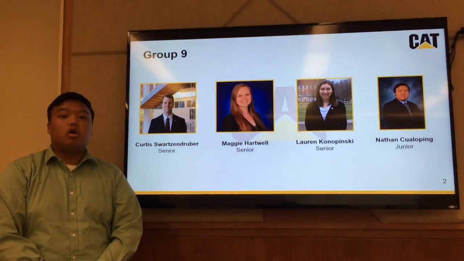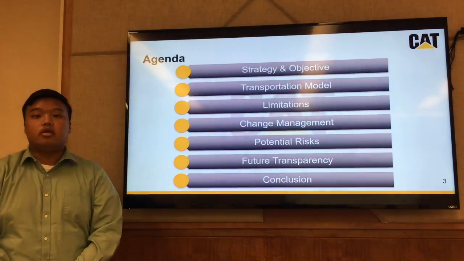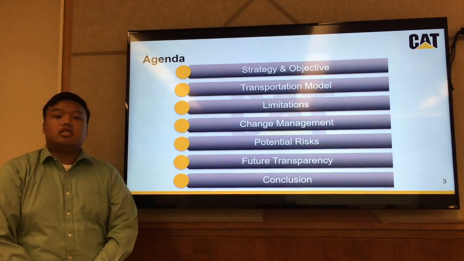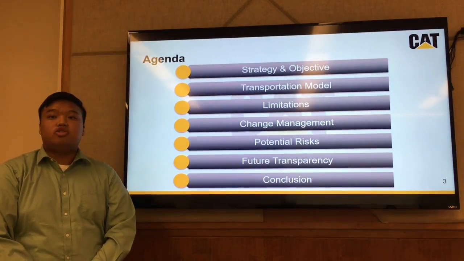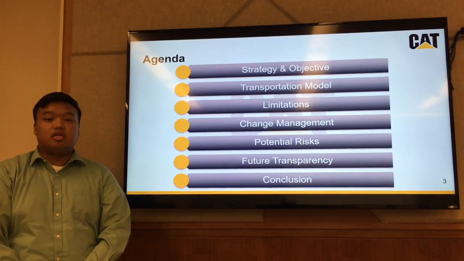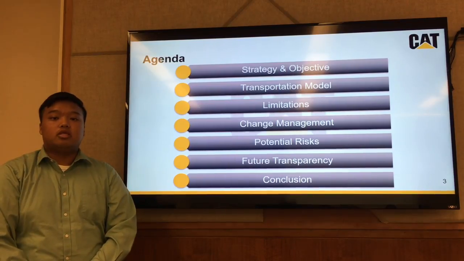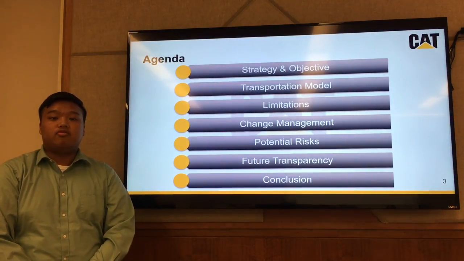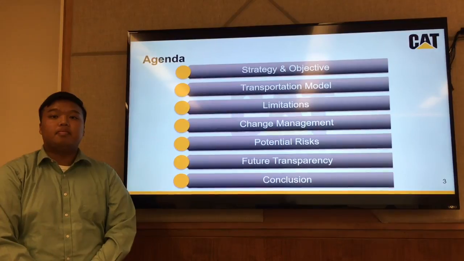We're Team 9. My name is Nathan and the other members of our group are Curtis, Maggie, and Lauren. To start off, we'll first discuss our strategy and objective, and then discuss our transportation model and some of the limitations that occurred. And then we'll discuss our potential strategies and some of the risks that are involved with this strategy.